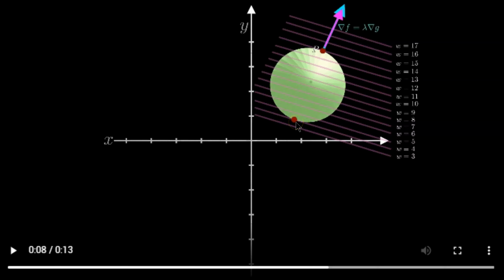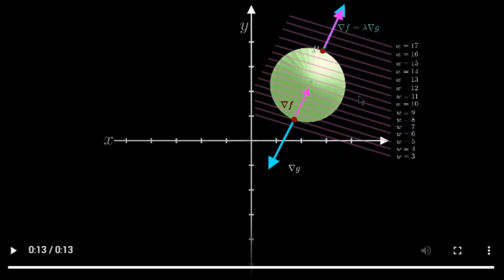Now notice down here at our other point of tangency, where the level curve is tangent to the constraint, we see the purple vector, which is the gradient of f. And now we see the gradient vector for our constraint function, the gradient of g. And notice that in both cases, the gradient of f is equal to lambda times the gradient of g. Now, why is this significant?